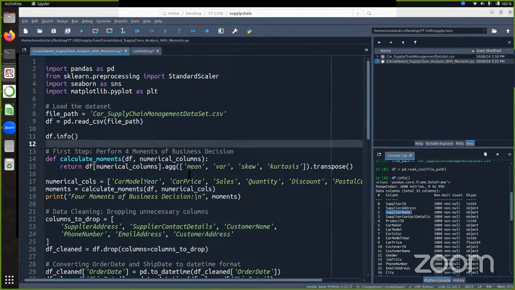The first moment business decision is our measures of central tendency. Now we have three major measures of central tendency, which are mean, median, and mode. Mean, median, and mode will help us in understanding the central mass of the data. And that is very important because if we don't understand the central mass of the data, then we will not be able to do any analysis.